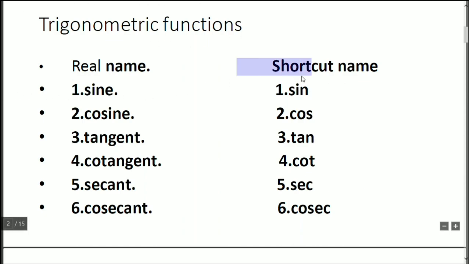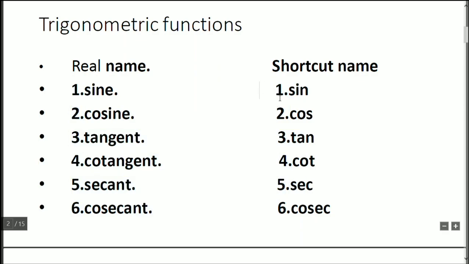First is the sine function, the shortcut is sin. And second is the cosine function, the shortcut is cos. Then the tangent function, the shortcut is tan. Then the cotangent function, the shortcut is cot. Then the secant function, the shortcut is sec. And then the cosecant function, the shortcut is cosec. We got 6 trigonometric functions, that is sin, cos, tan, cot, sec, cosec.